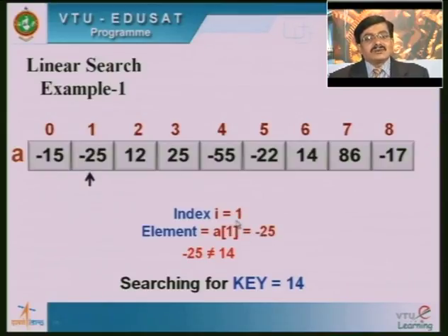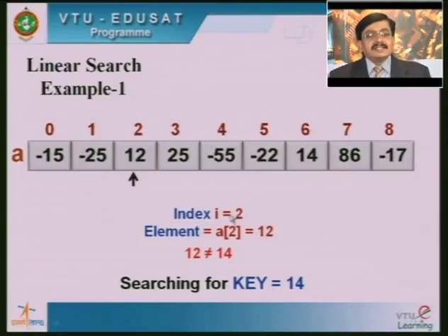Now, when i is equal to 1, we go for the second element from the end user perspective. From the programming point of view, A of 1 is the second element. Now, when i is equal to 1, it is pointing to the second element of the list, and A of 1 is minus 25. We compare minus 25 with the key element. The key value is 14 here, and again the comparison is not equal. So minus 25 is not equal to 14. Then we go for the next element in the list.